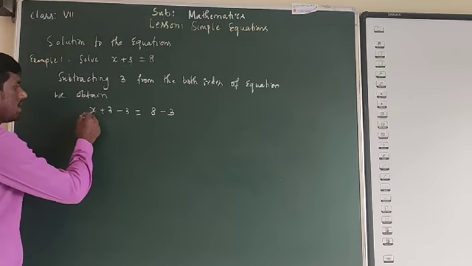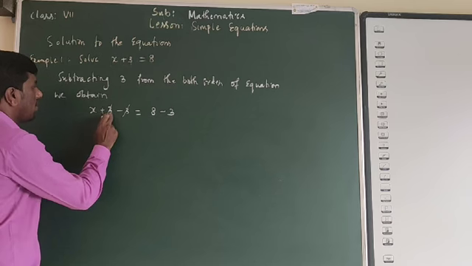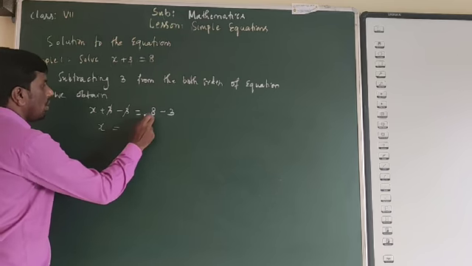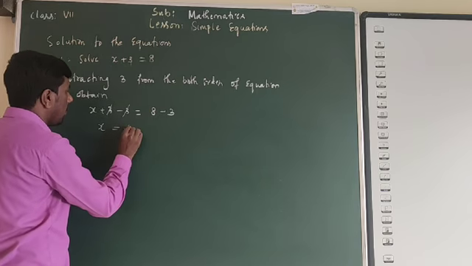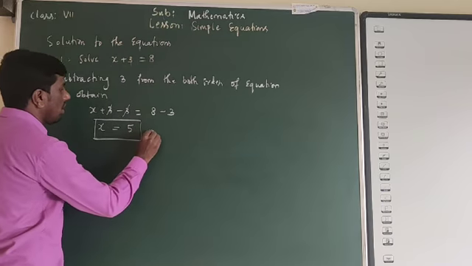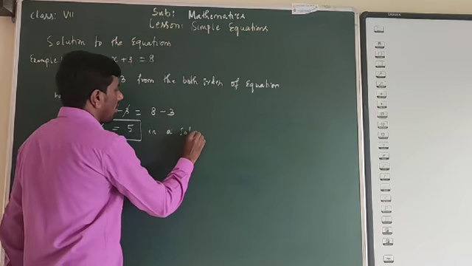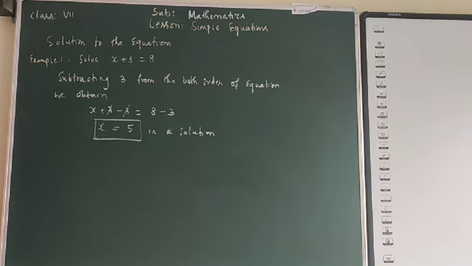Now in the LHS, plus 3 minus 3 will become 0, that means they are cancelled, is equal to the RHS. Here 8 minus 3 will become 5, so x is equal to 5 is the solution, right?